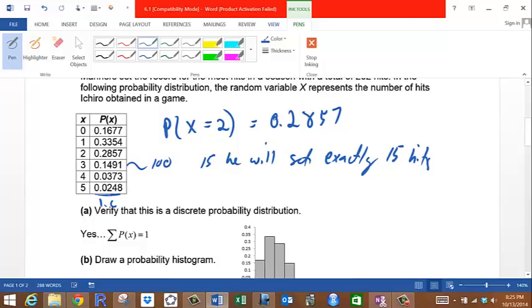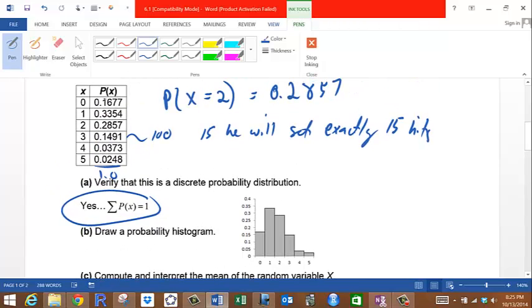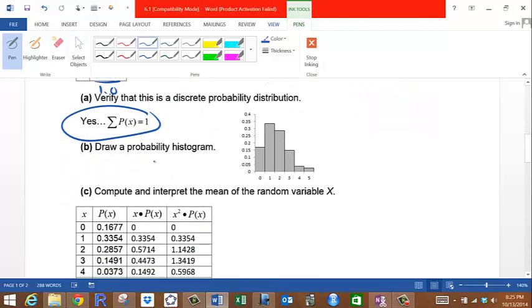So we just add these up, and they do add up to 1. I've checked that already. So yes, the sum of the probabilities is 1. And so all the probabilities we can just visually check are between 0 and 1. So we're good there.